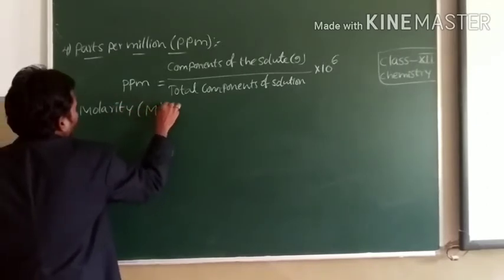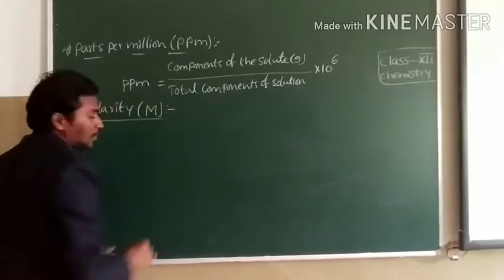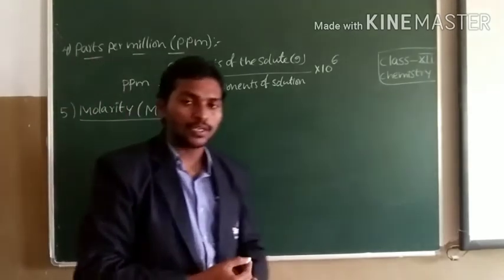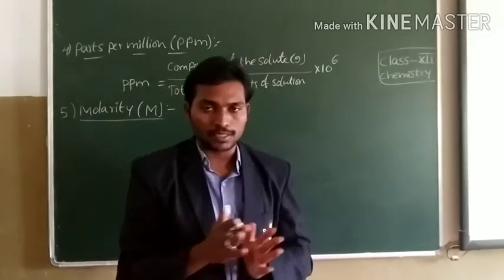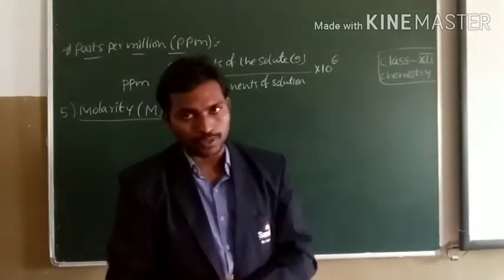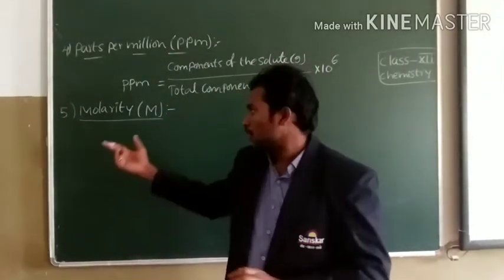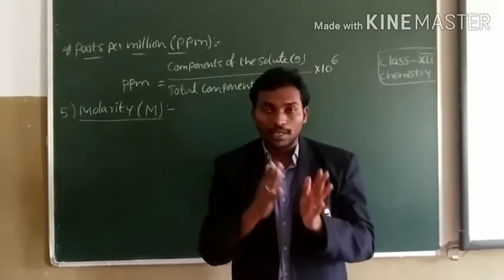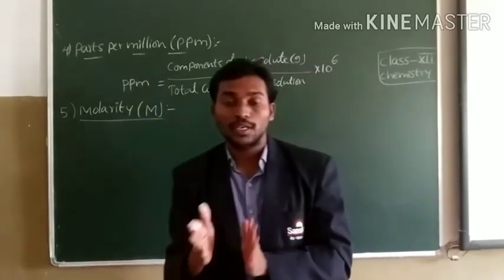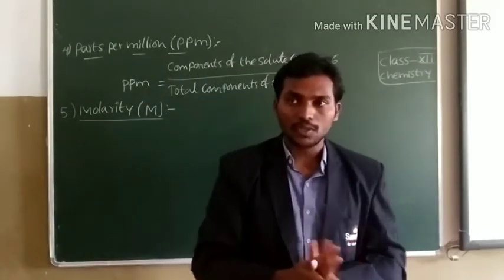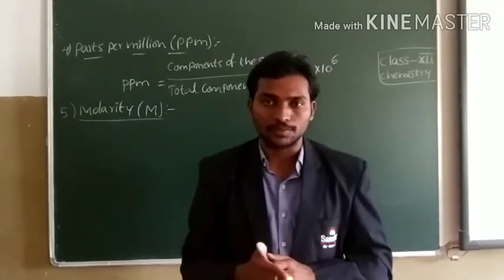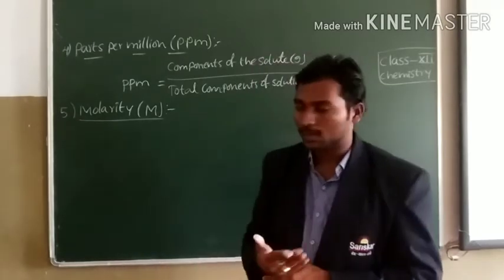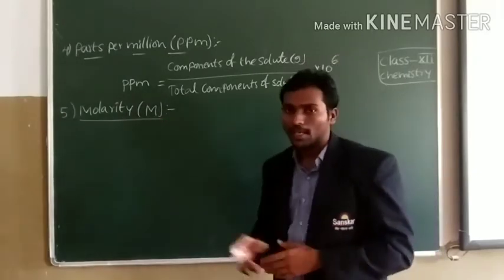Molarity is denoted by capital M. What is meant by molarity? Molarity can be defined as the number of moles of solute dissolved in 1 liter of solution. I am repeating, children: molarity is the number of moles of solute dissolved in 1 liter of solution, or 1 cubic decimeter of solution. Molarity is denoted by capital M.